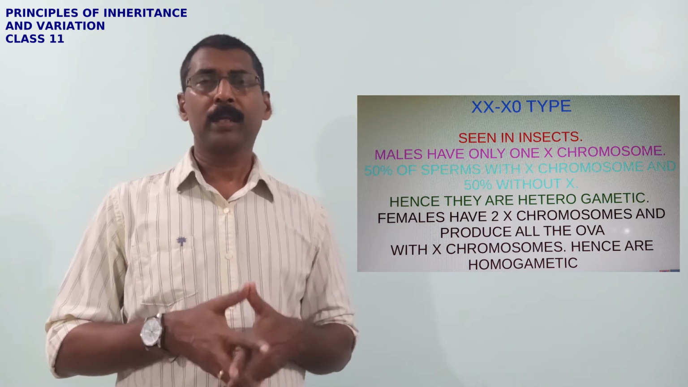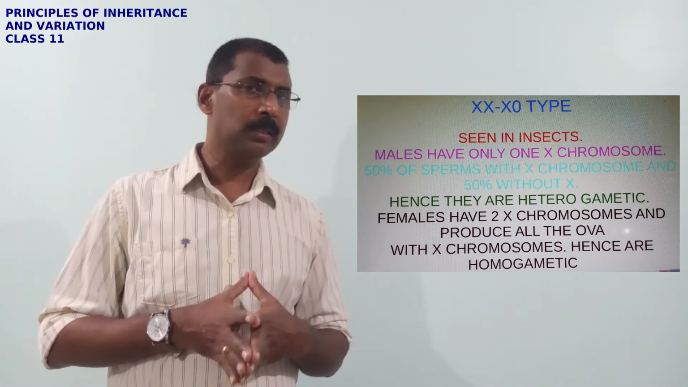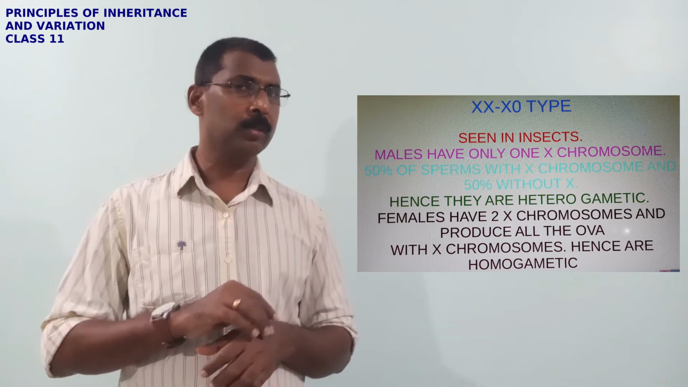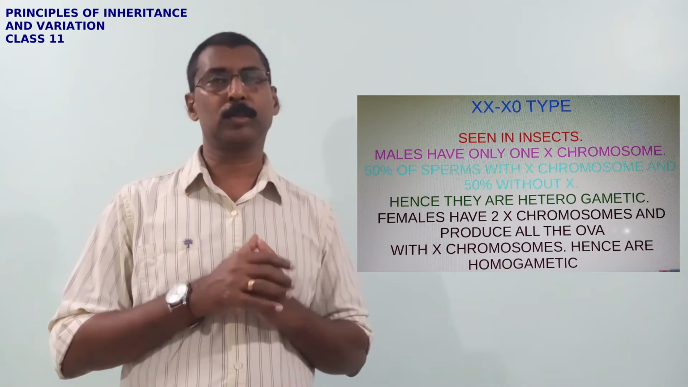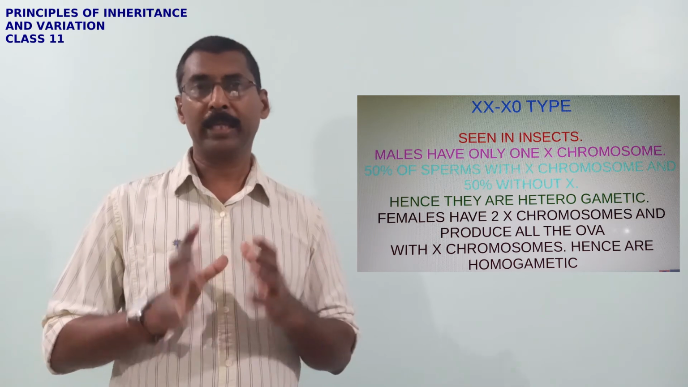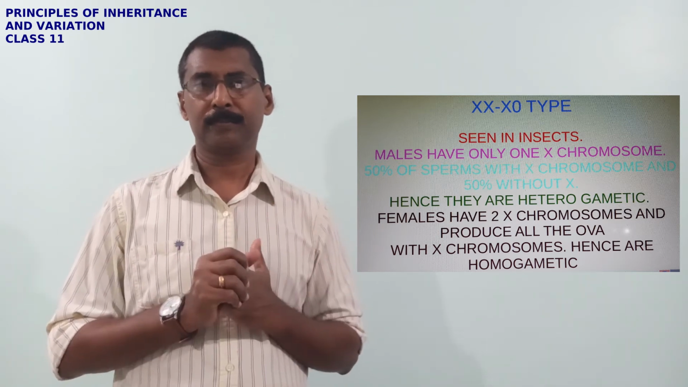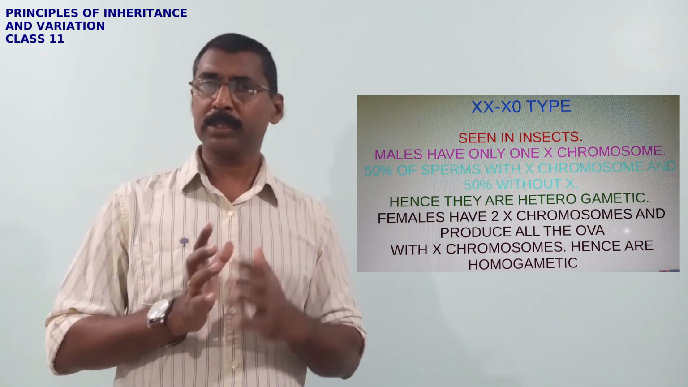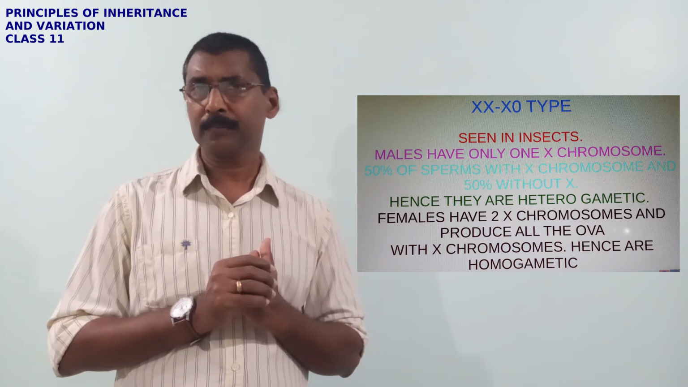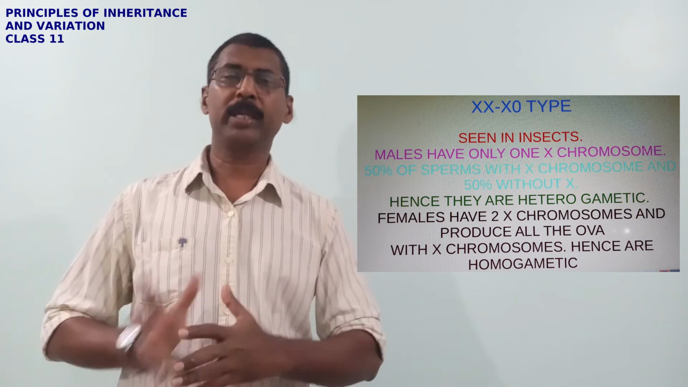Here, the female insects have two sex chromosomes. They are called XX chromosomes. They are homologous chromosomes, XX chromosomes. Of course, they also have a certain number of autosomes.